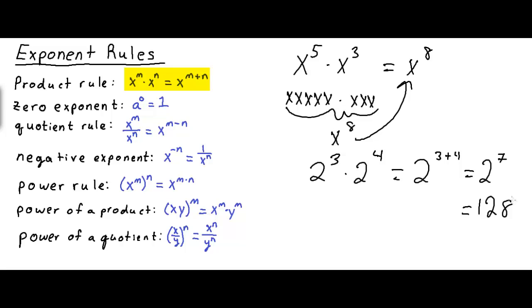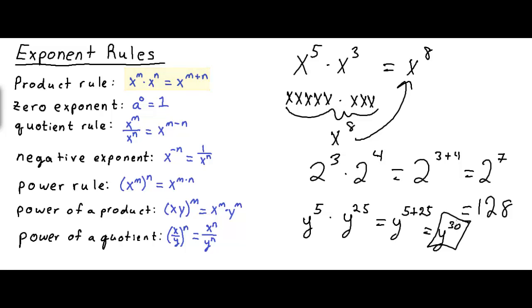Let's look at one more just quickly. If we have y to the 5th times y to the 25th, same thing. All we do is add those exponents. So we get y to the 5 plus 25, which gives us y to the 30th power. So that's a quick introduction to the product rule.